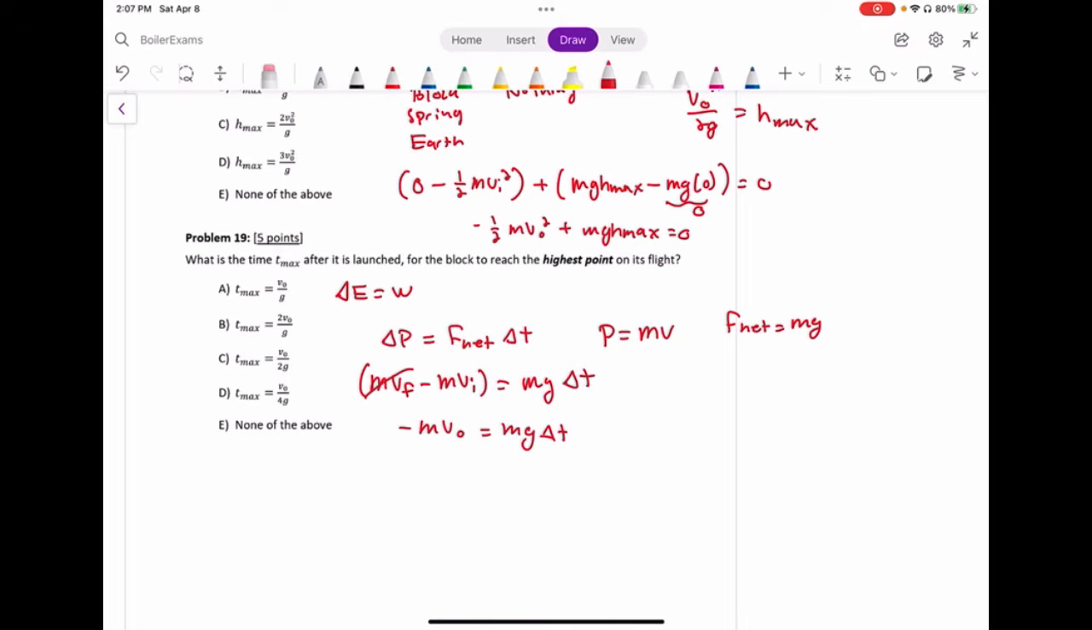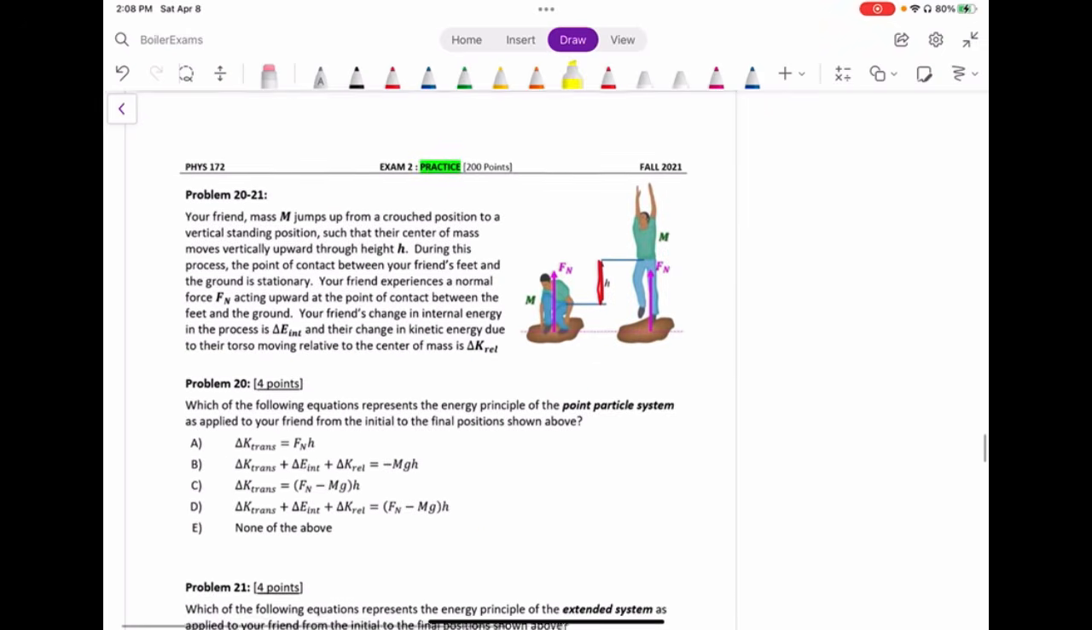And also, I keep forgetting these negatives. Net force, mg is in the negative direction. So you can cancel a negative. I'm not going to draw that, but you can cancel the m's. And this is going to become v naught equals g delta t. And we can divide over g. So delta t is going to become v naught over g, which gives us a, which is correct. There we go. All right.